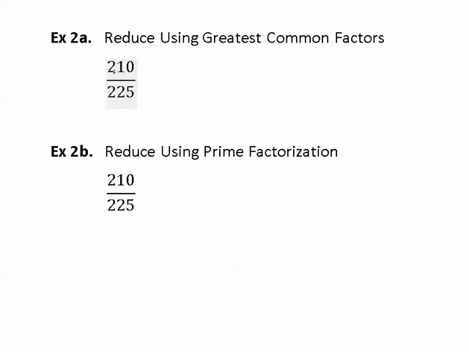So in example 2a, we're trying to reduce using the greatest common factors method. We have 210 over 225. Well, if numbers end in either a 0 or a 5, I know they're divisible by 5. So again, I'm trying to find the greatest one, but I honestly just don't know what it is. So I do know 5 divides into this. So 5 divides into there. I believe that's 42 times. 5 divides into 225. That's going to be 45 times.